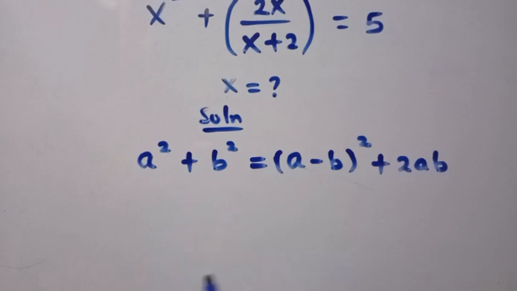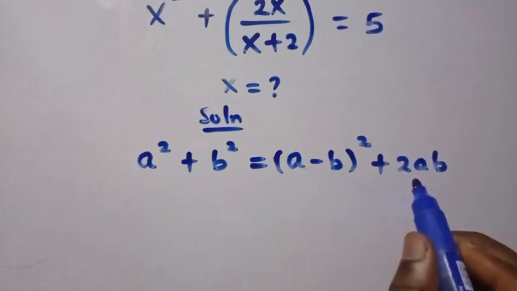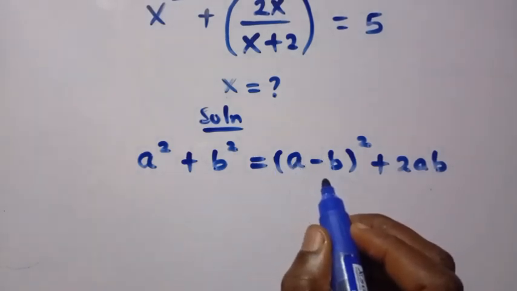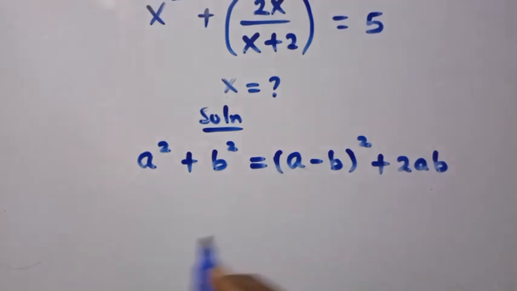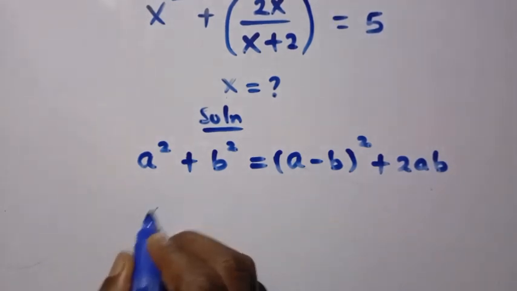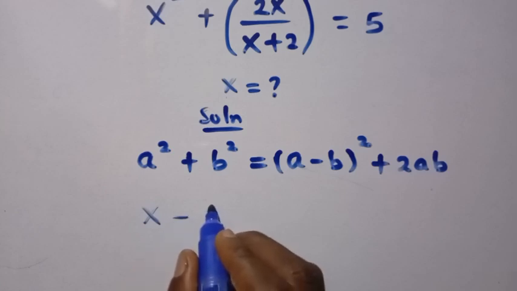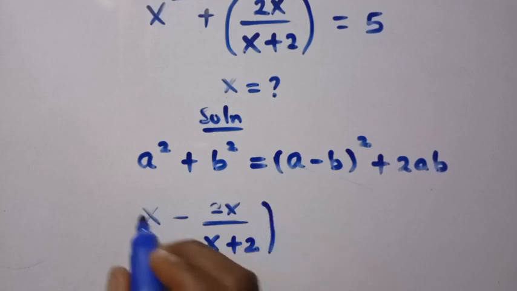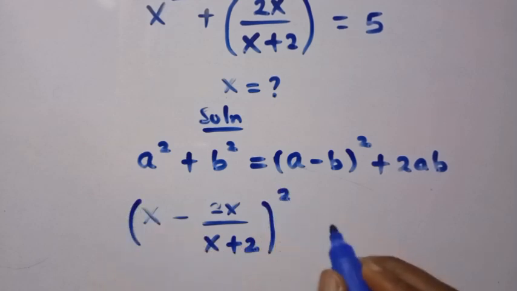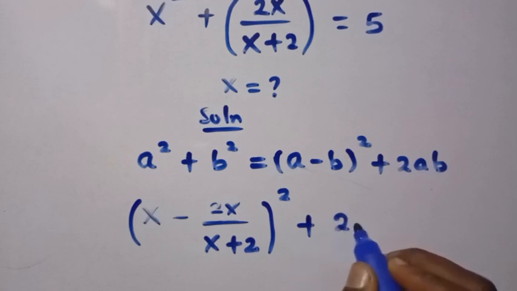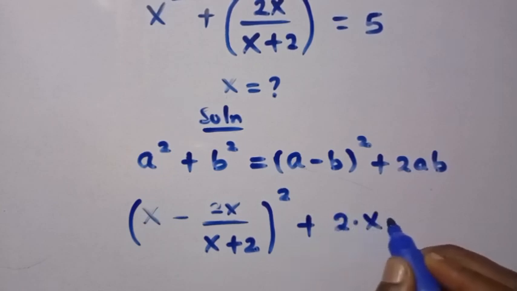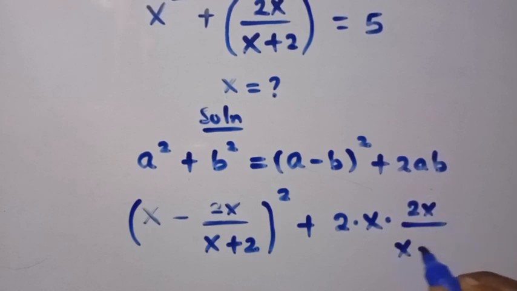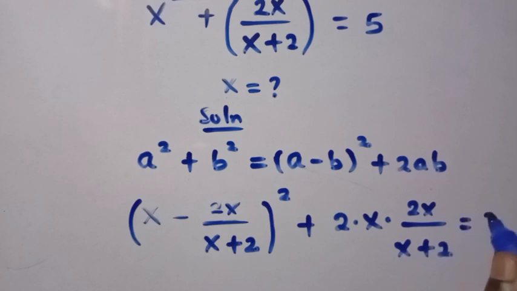As we are going to relate it together using this right hand side, our a is x and b is 2x over x plus 2. Therefore we have (x minus 2x over x plus 2) in brackets, all squared, plus 2 times a, which is x, multiplied by b, which is 2x over x plus 2, equals 5.